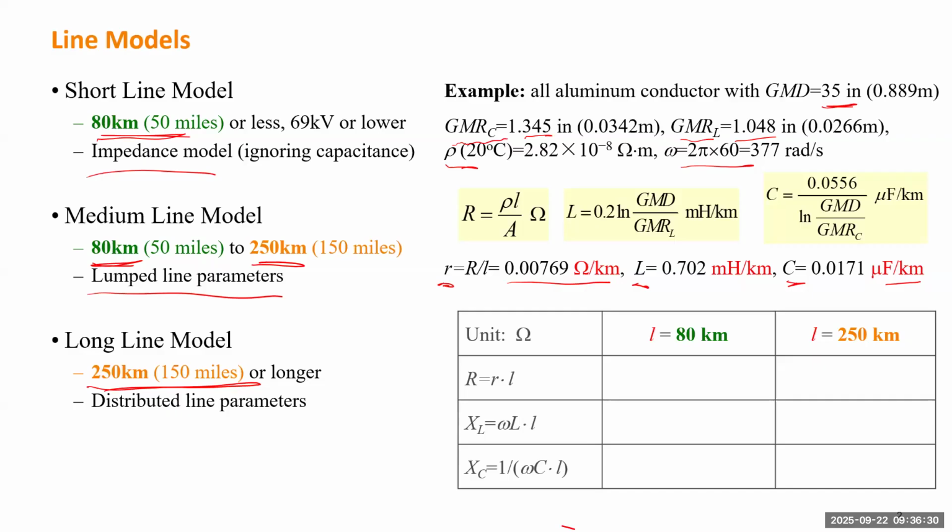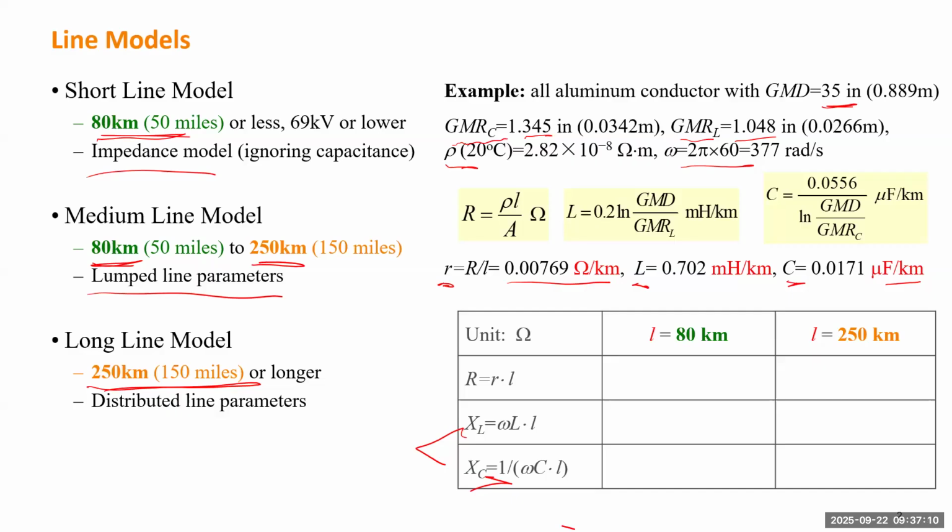80 kilometers separating the short line from the medium line, and 250 kilometers separating the medium line from the long line. Okay, so let's just plug in the length of the line into those formulas to see what the total resistance or reactance is. For reactance, we consider both inductive reactance and capacitive reactance. The inductive reactance is connected in series with the resistance. Capacitive reactance actually means the reactance to the ground. It's the reactance between the conductor and the ground.